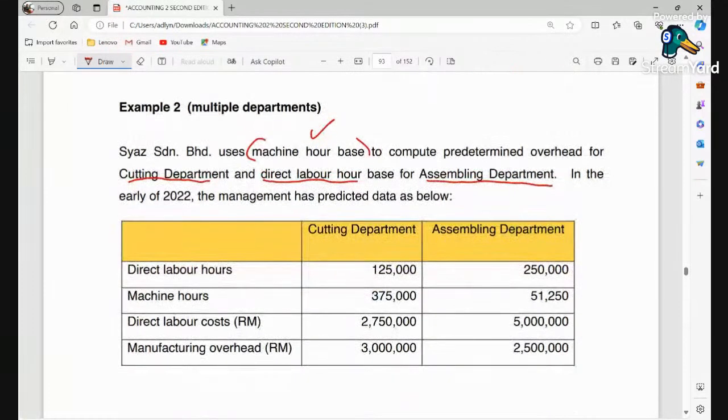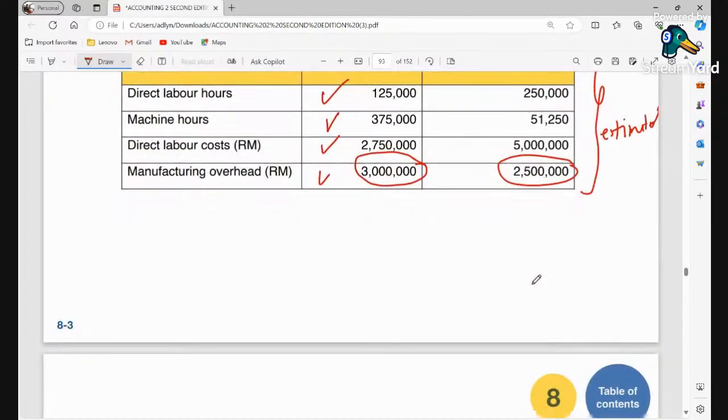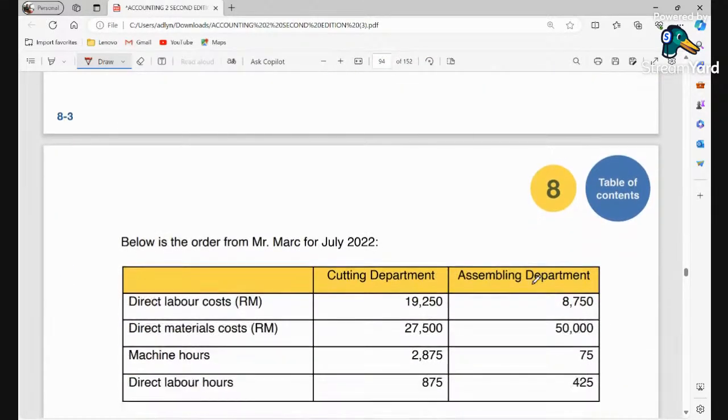Dekat bawah sini dia bagi awak predicted data. That means this is actually estimation lah. Alright, ini estimated data. So now you have your direct labors, your machine hours, your direct labor costs, and also your manufacturing overhead. Bear in mind, this is actually the MOH that will be used to calculate your POR.